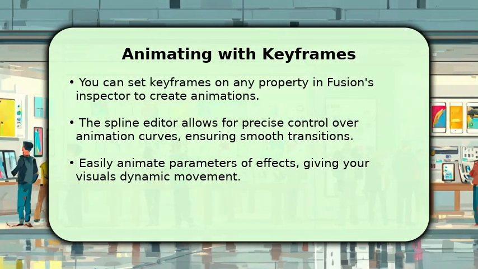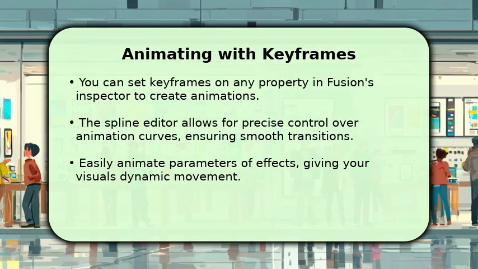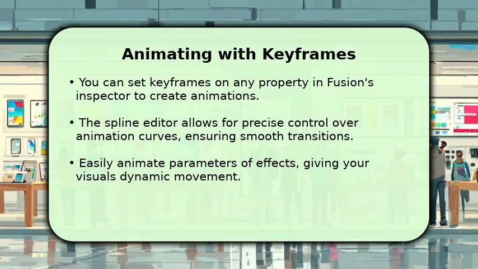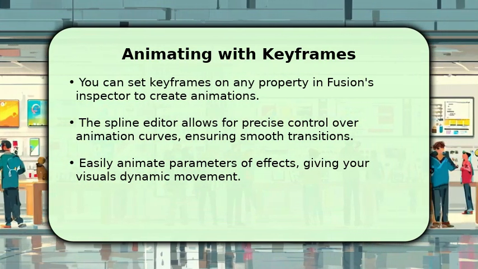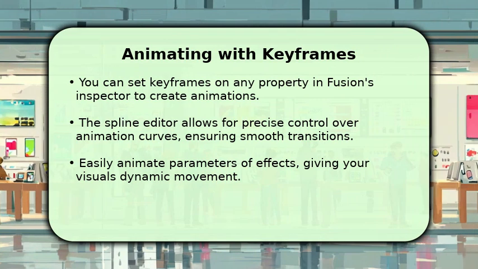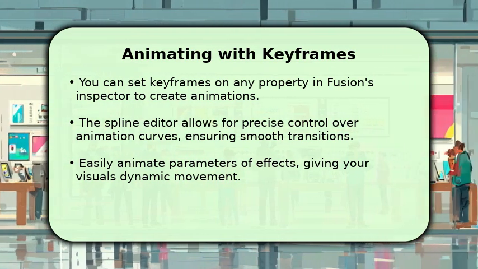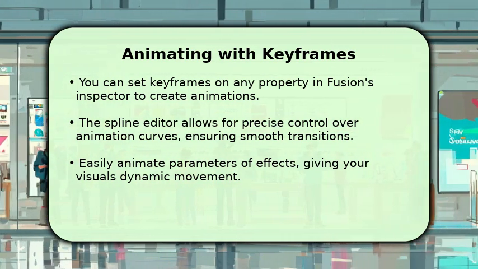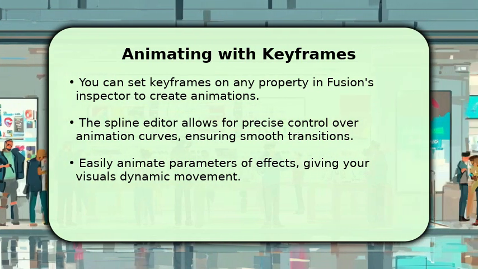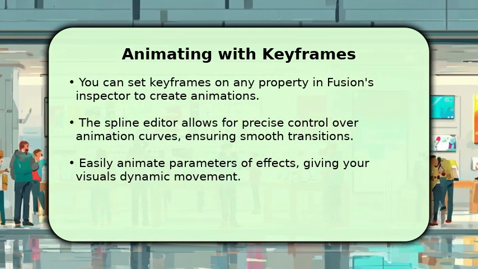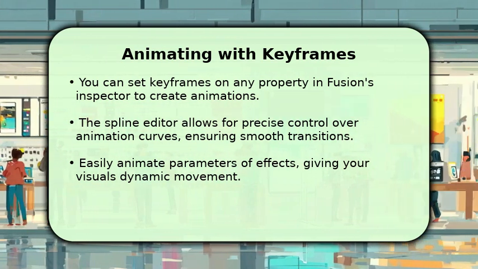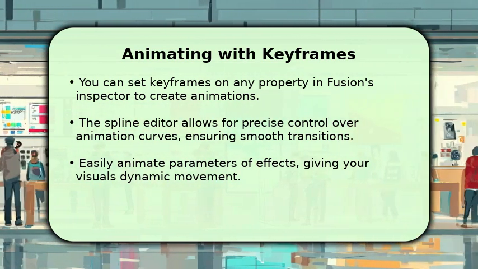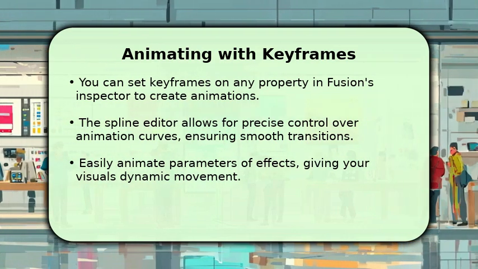Keyframe animation in Fusion is straightforward and intuitive. Simply select your element, navigate to the inspector, and activate keyframes for properties like position, scale, or rotation. Adjusting these values at different points on your timeline creates dynamic movement. For a professional touch, use the spline editor to fine-tune your animation curves, creating smooth ease-in and ease-out transitions that elevate your motion graphics from good to great.